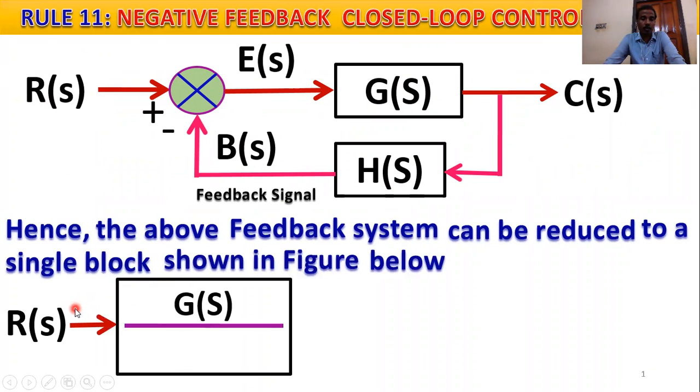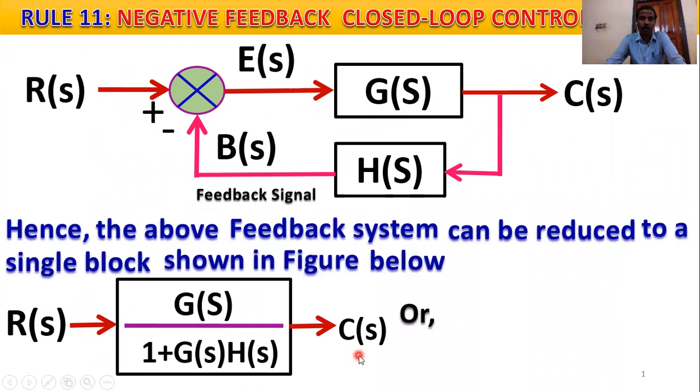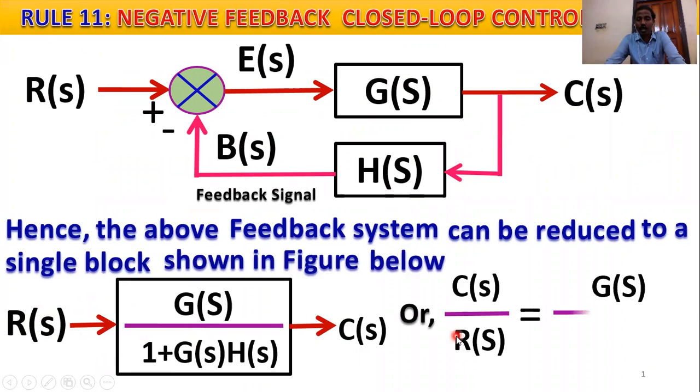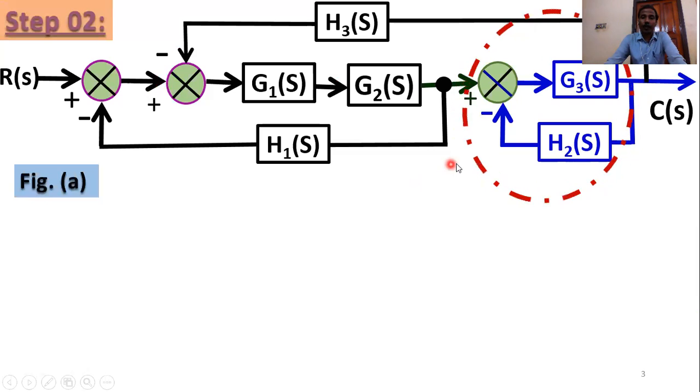R of S is the reference input, G of S by 1 plus G of S into H of S, and C of S equals the controlled output. Then C of S by R of S equals the transfer function G of S by 1 plus G of S into H of S. This is the negative feedback transfer function. C of S by R of S equals G of S divided by 1 plus G of S into H of S. So that is our target.